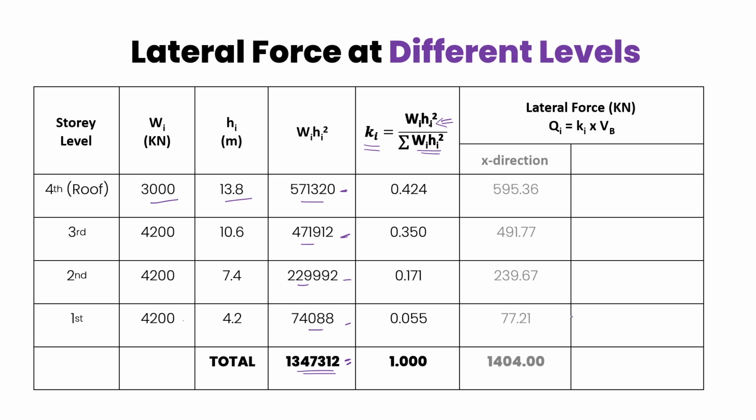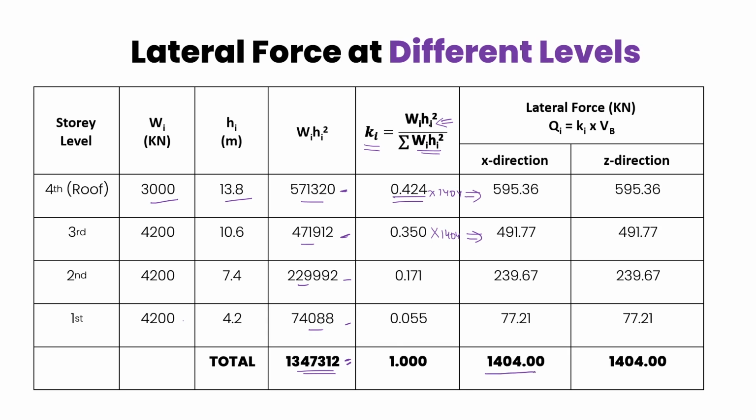Next, all we need to do is multiply this coefficient by the base shear or the lateral force to get the values. Now, as I said, we have two directions on which this load is going to be acting. However, in both the directions, the values are going to be exactly the same because our Ah was exactly the same on both the directions. So simply multiplying 0.424 by 1404, which was our VB, we get the value of 595, and simply multiplying 0.35 into 1404, we get the value of 491 and so on. All in all, we have divided this VB into these subparts on different levels.